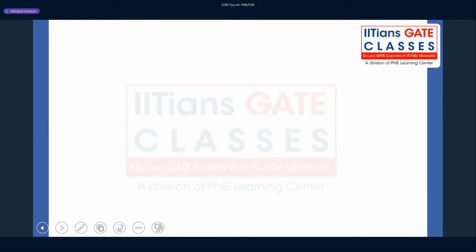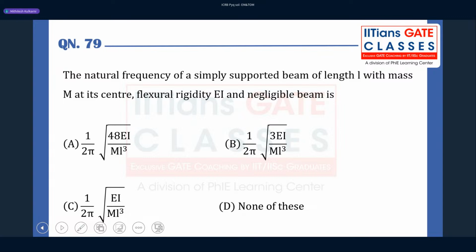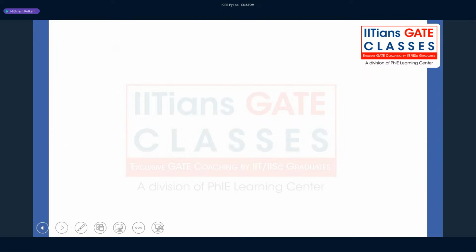Coming towards the next question. This is again from the vibration. The natural frequency of the simply supported beam of length L with mass m at its center and the flexural rigidity is EI. Okay, this is what they are asking. We know the simply supported beam looks something like this. One end is hinged, another end is roller, and we have one mass which is m. So weight will be mg acting at the center.